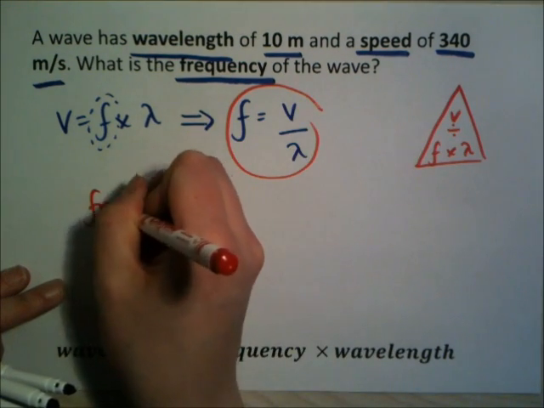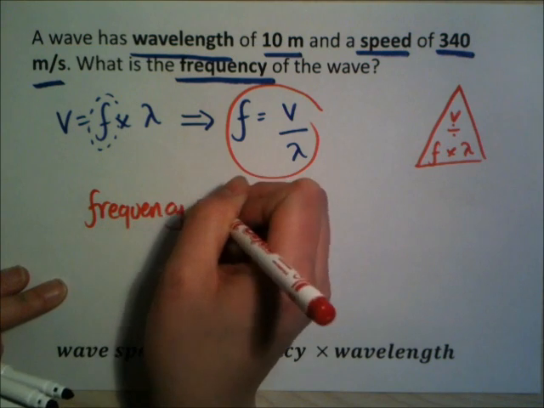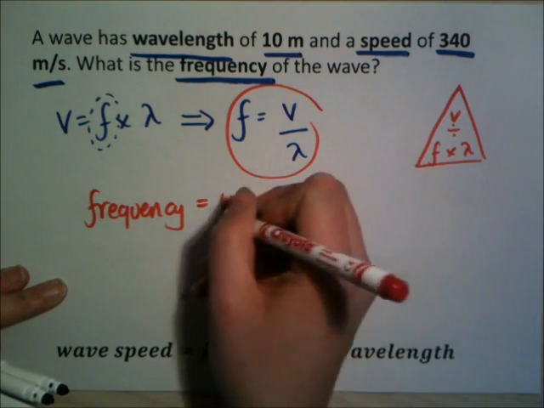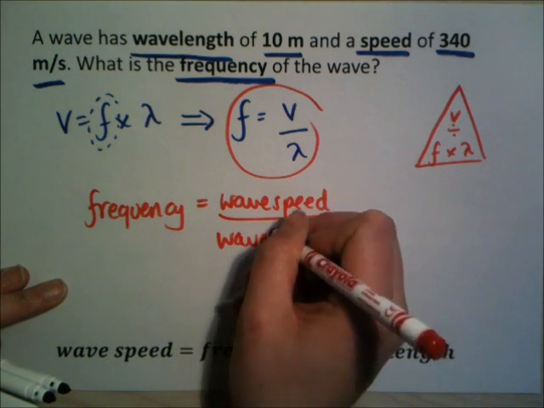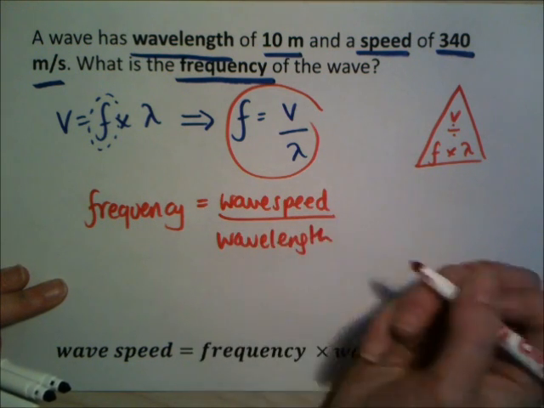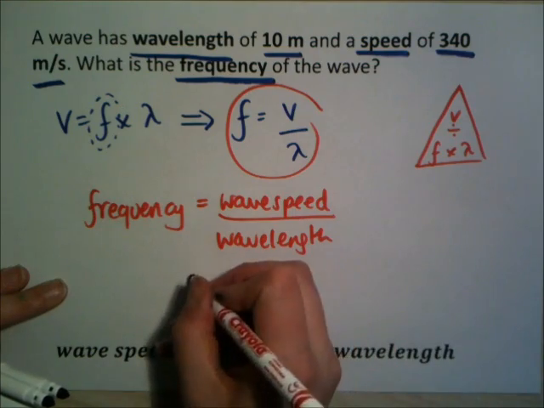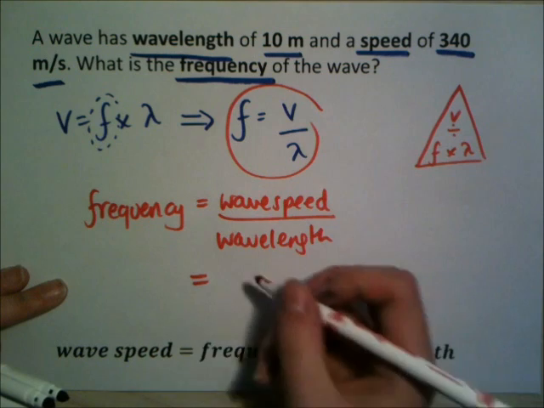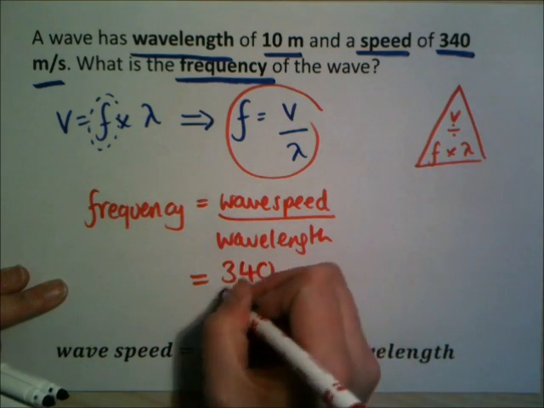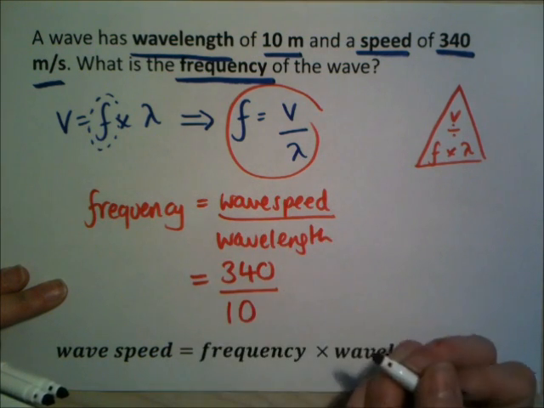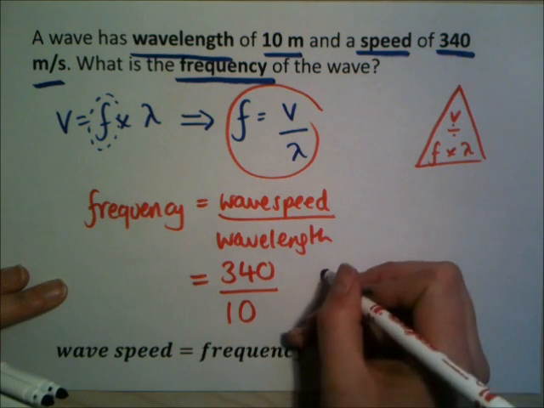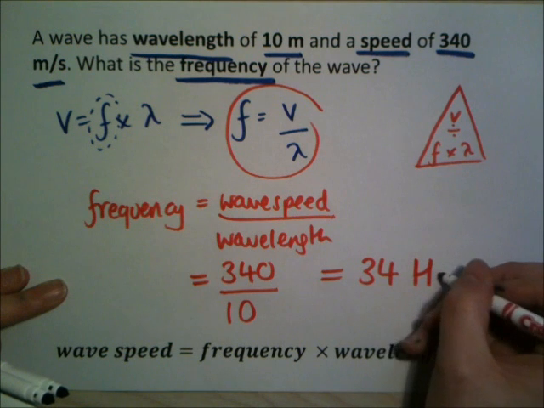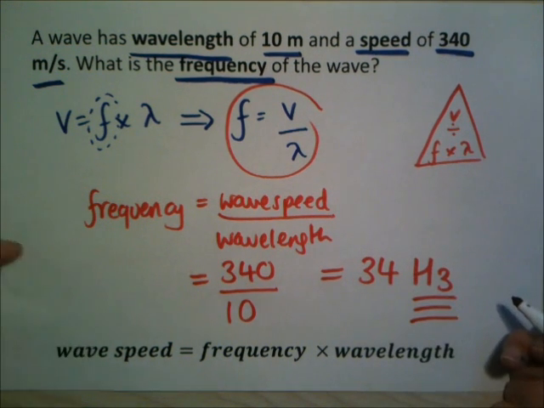Frequency equals wave speed divided by wavelength. I spelled that wrong. No, I haven't. Excellent. So I can just sub this in now. Frequency equals wave speed divided by wavelength. So equals wave speed, which is 340 meters per second, divided by wavelength, which is 10. And from that, I can get that equals 34. And then I really need to remember my units, which is hertz. So that's how you do that kind of sum.